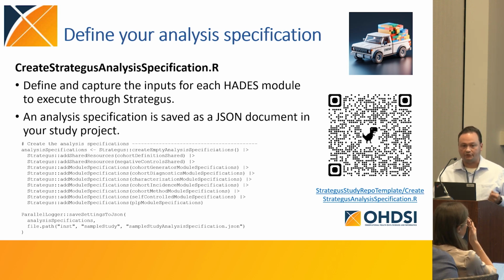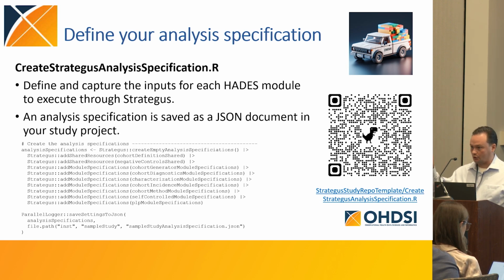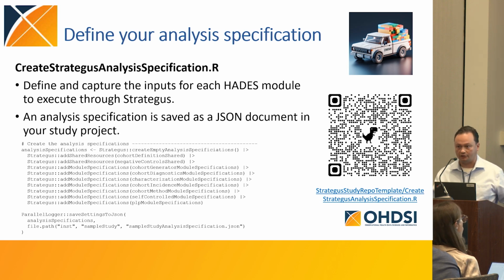But most importantly, at the very end here, there's a call to save these settings to a JSON file. And so the analytical choices that you make as part of your protocol that are then codified are saved as a document that lives inside of your repo. That JSON document is what powers your study through Strategos. So once you've made those decisions, you've captured them, you commit them to GitHub, they are codified, they're locked. You don't have to change them unless you find that there is a problem, but you have those captured as a document.